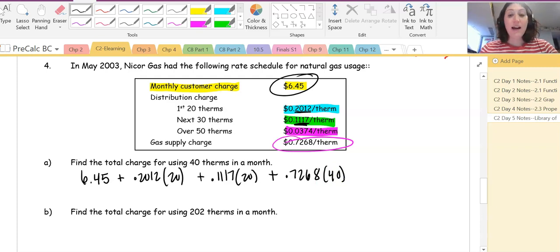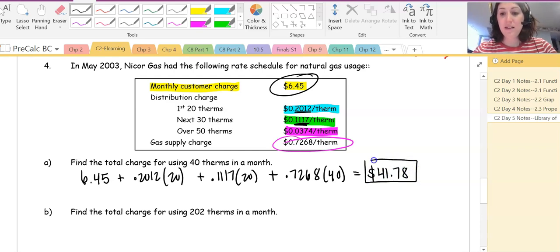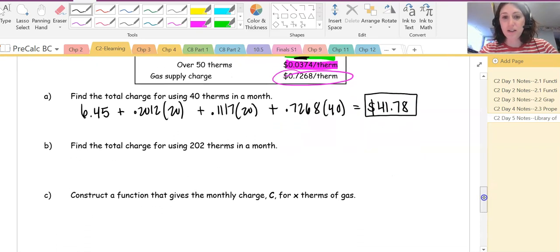Now, just because this video is running a little long, I'm just going to tell you what this is. I'm going to type it into my calculator, and you can either take my word for it or you can check it later. But we are going to round money to the nearest hundredth instead of thousandth because it is money, right? So this should be $41.78. Again, you can type that in later.